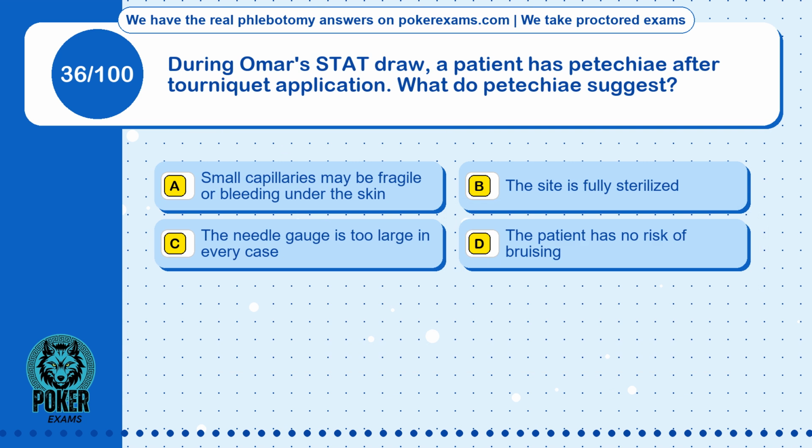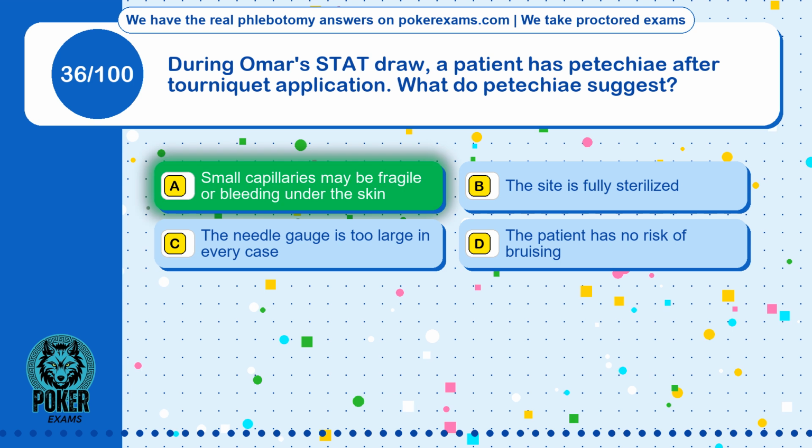Question 36. During Omar's stat draw, a patient has petechiae after tourniquet application. What do petechiae suggest? Option A. Small capillaries may be fragile or bleeding under the skin. Option B. The site is fully sterilized. Option C. The needle gauge is too large in every case. Option D. The patient has no risk of bruising.